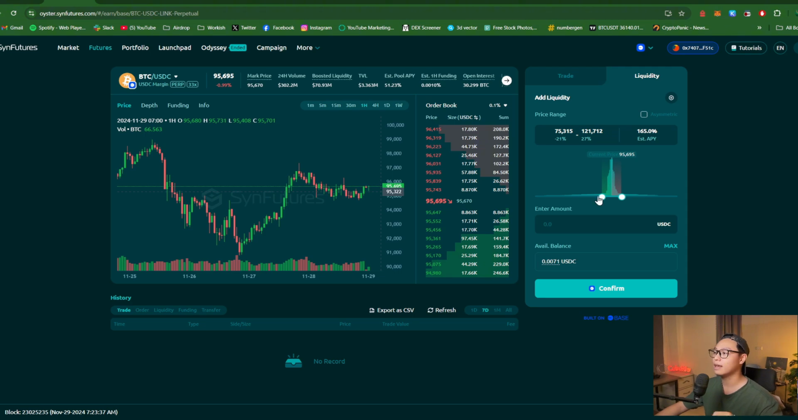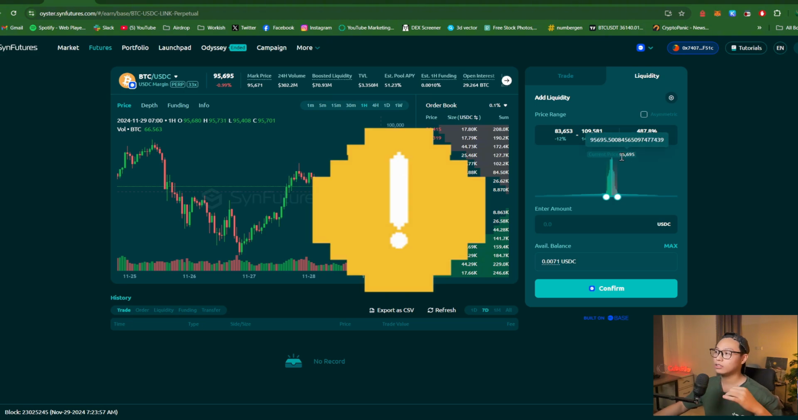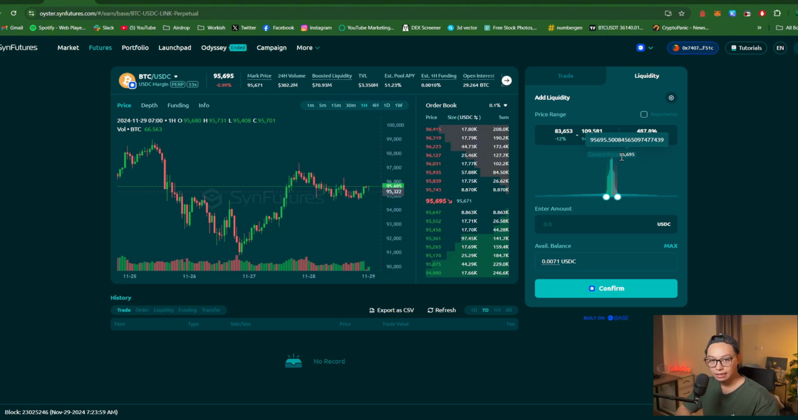Very easy to understand. Now, if I were to shorten the price range to between 84,000 and 109,000, obviously I will earn more yield, more APY, because I'm targeting a much shorter price range. But there's also a risk. The shorter the price range, the more likely my liquidity will be out of range, and in this case with SynFutures, liquidated. I'm going to explain in a little bit how I can be liquidated if I only provide liquidity, but that's how it works. Basically a Uniswap v3 model, but for a perpetuals DEX.